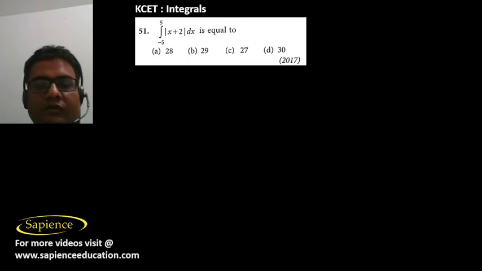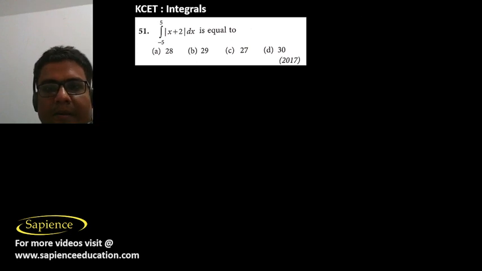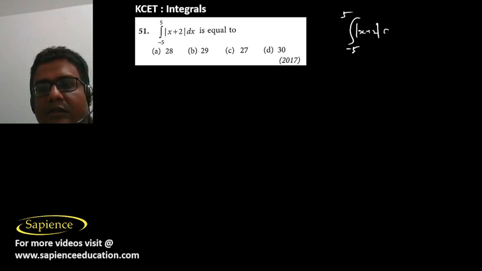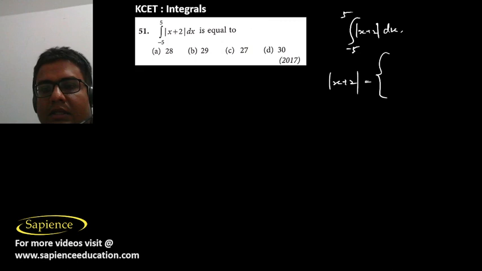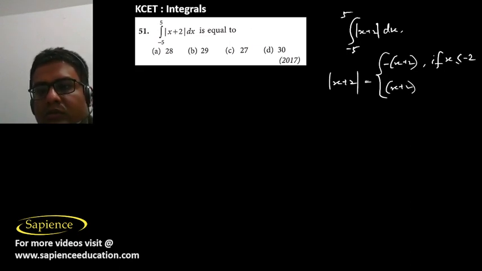Then in question number 51, it is asked: the integral from minus 5 to 5 of mod of (x plus 2) dx, how much is that? So now the function mod of (x plus 2) can be defined as minus of (x plus 2) if x plus 2 is less than 0, that is, x is less than or equal to minus 2. This will be equal to x plus 2 if x is greater than minus 2.